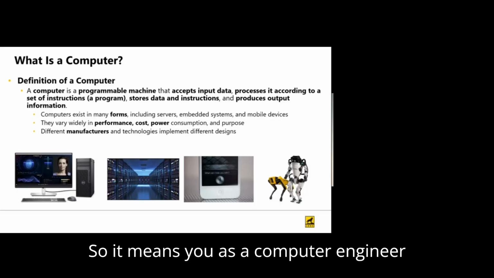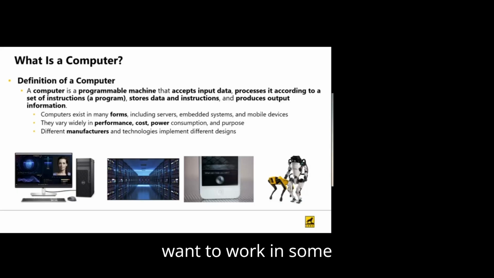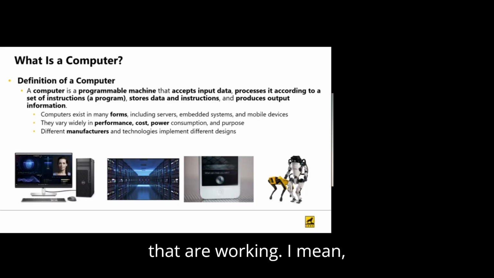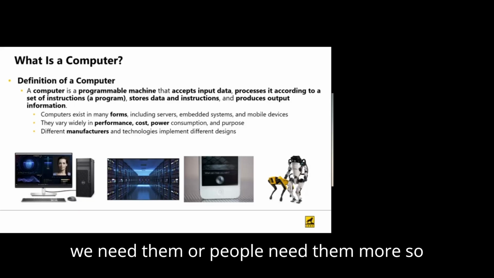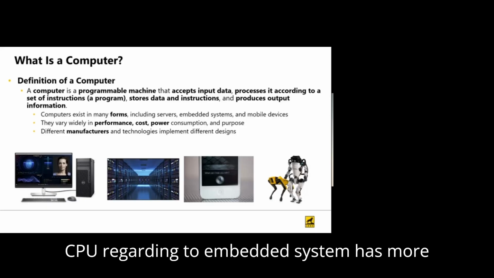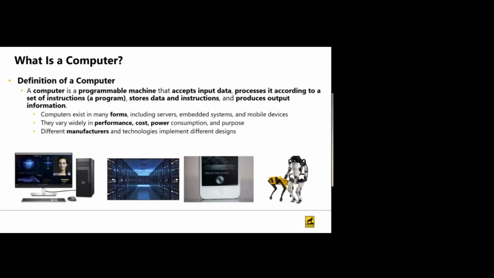So it means as a computer engineer or electrical and computer engineer, if you want to work in some systems, it's good to work in those systems that people need more, so you can have more benefits. So working in embedded systems or a CPU for embedded systems has more benefit compared to, for example, Pentiums or AMD.